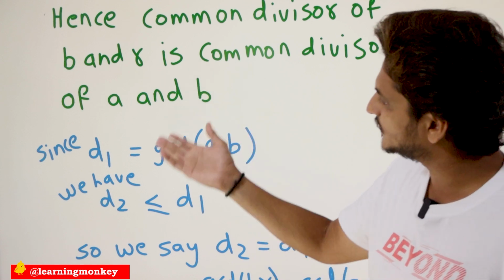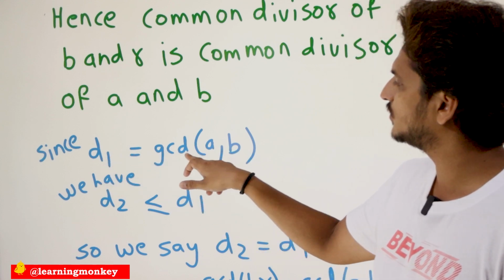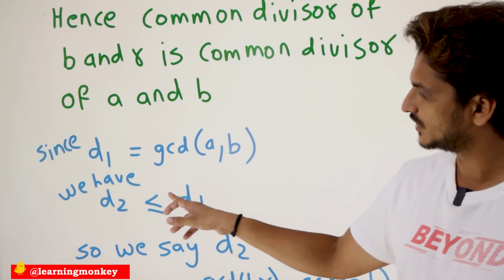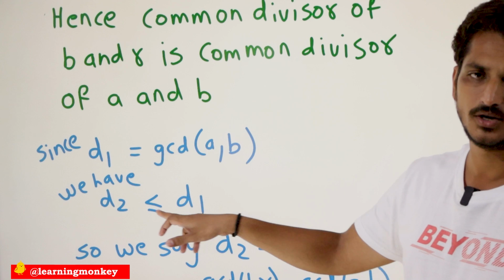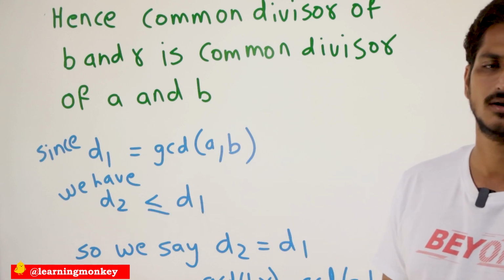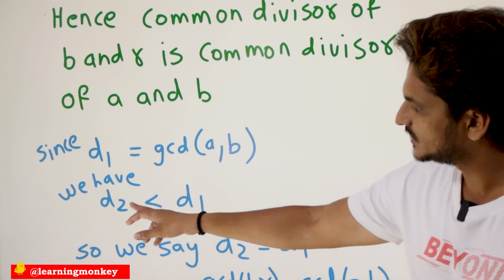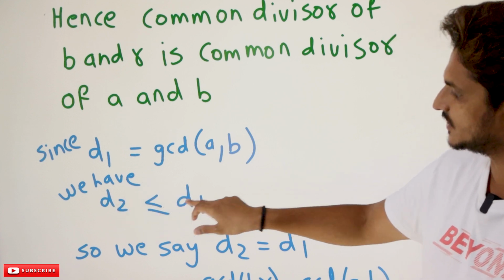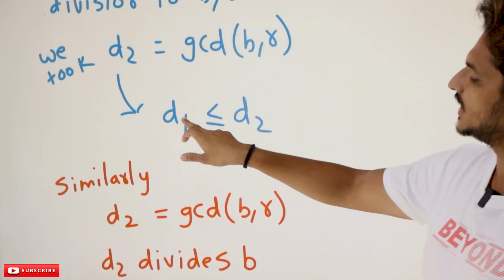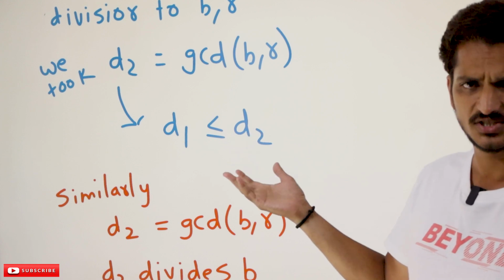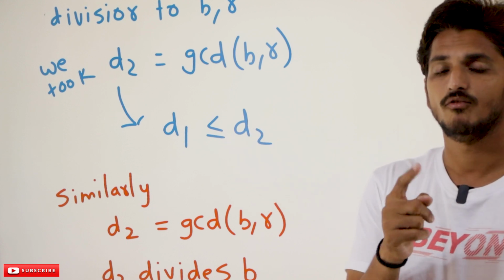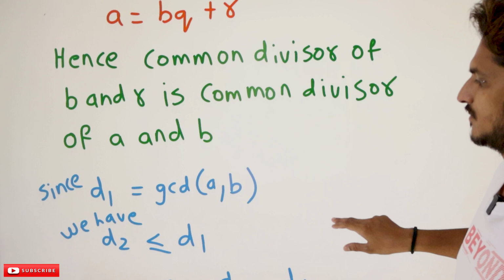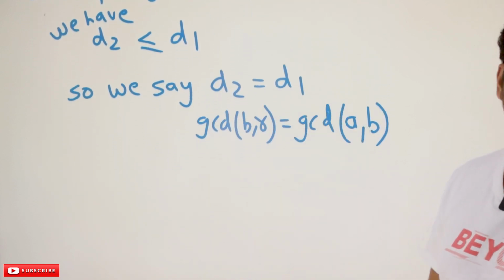So assume that D1 is equal to GCD of A comma B. Then we can say that D2 is less than or equal to D1, since D2 is a common divisor of B comma R. So here we have proved that D2 is less than or equal to D1, and earlier we showed that D1 is less than or equal to D2. This happens only when D1 is equal to D2. So we say that D2 is equal to D1.